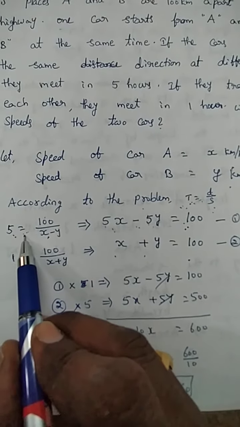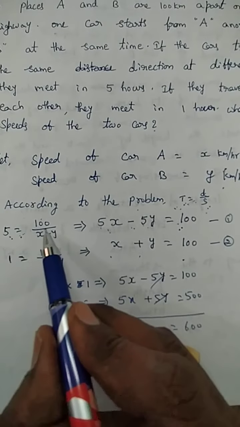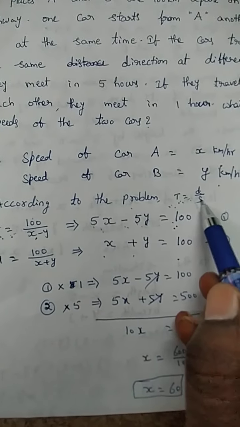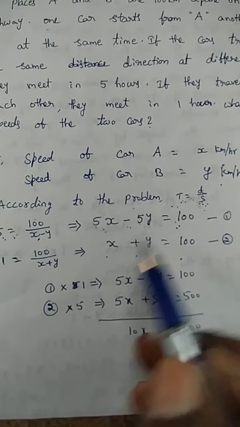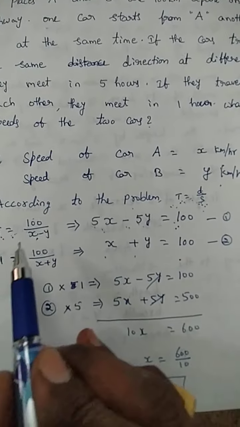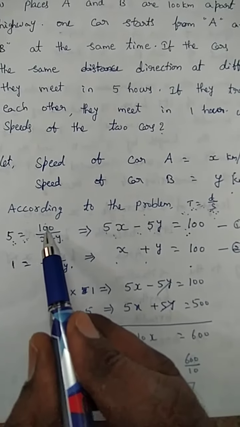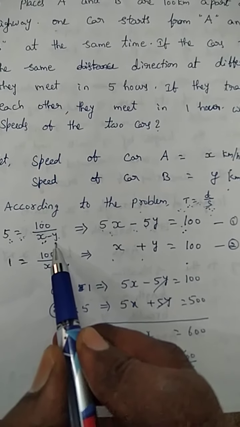5 is equal to, okay, it is the time formula, distance by speed. Distance: how many kilometers between the two cars? 100 kilometers. Speed: in the same direction, we subtract the speeds. In the opposite direction, we add the speeds. So 5 is equal to 100, distance by speeds in the same direction, that is x minus y.